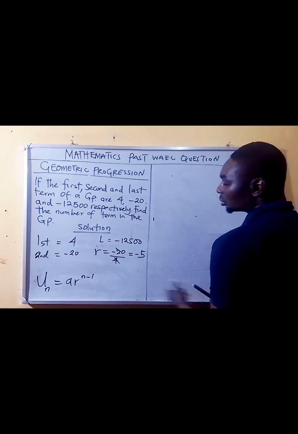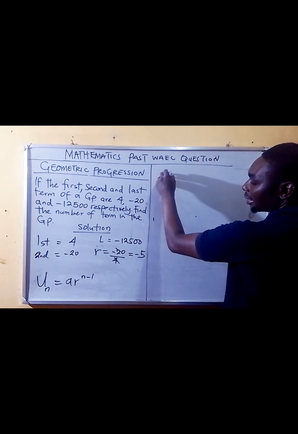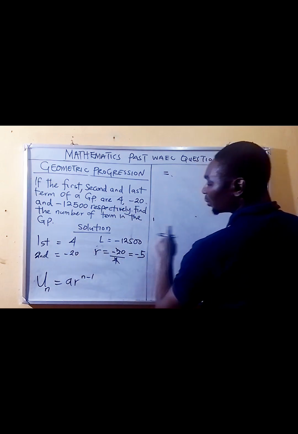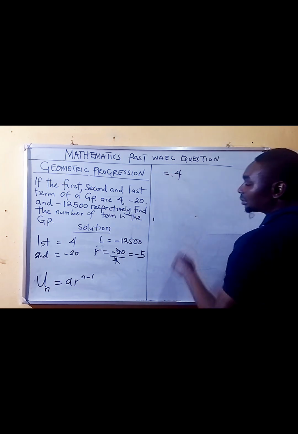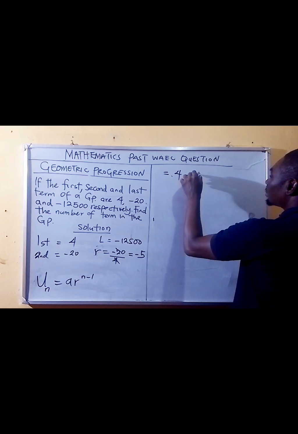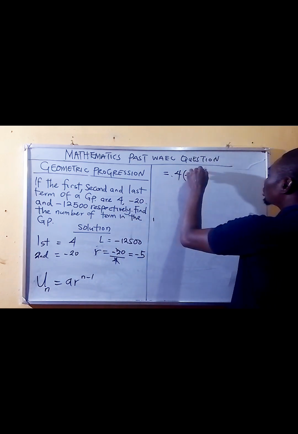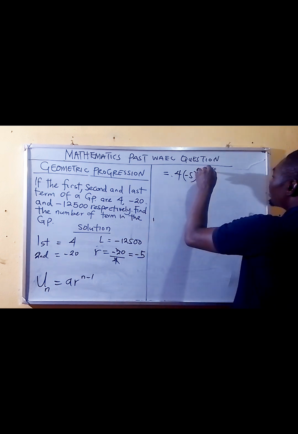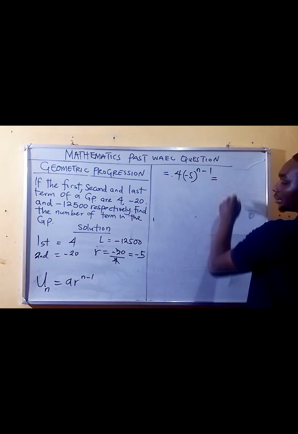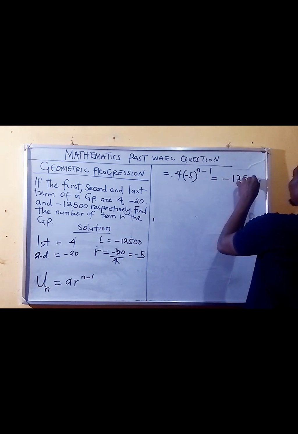So let's go further to solve the question. So here, our A is 4 from the question. That is the first thing. That is 4 times. Then our R is minus 5, raised to what? N, because we don't know our n. Then that is the number of terms, minus what? 1, is equal to the what? To the last term. And what is the last term? We have minus 12,500.